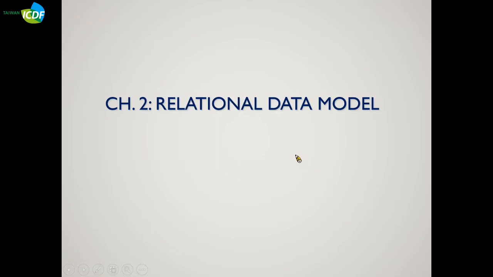Hello everyone, welcome back. Today we will continue our second lecture. In these lectures, we will introduce chapter 2. This chapter is the introduction to the relational data model.